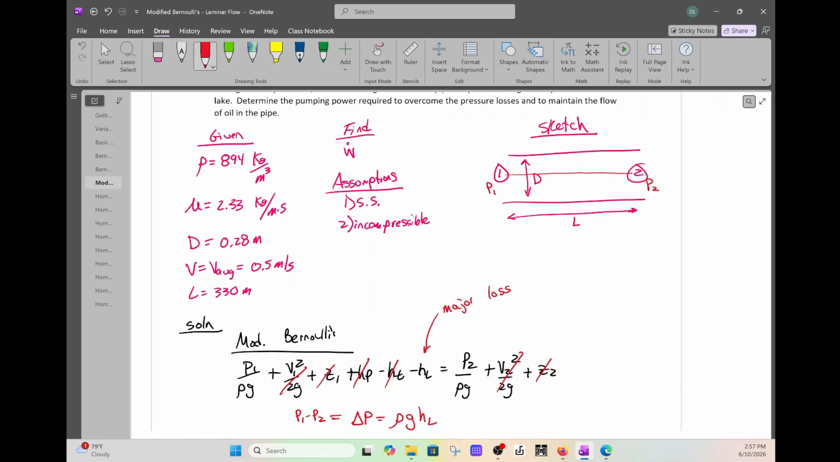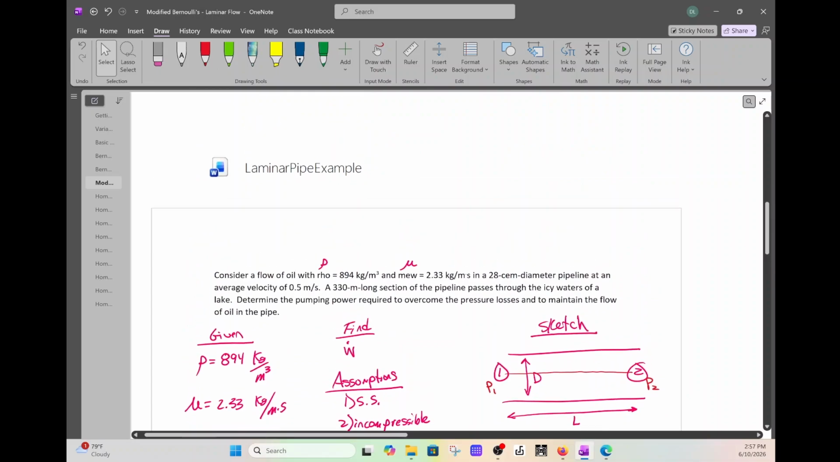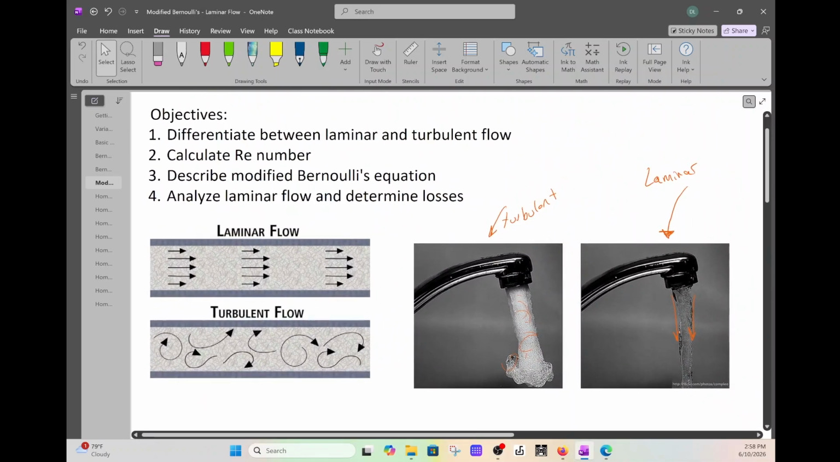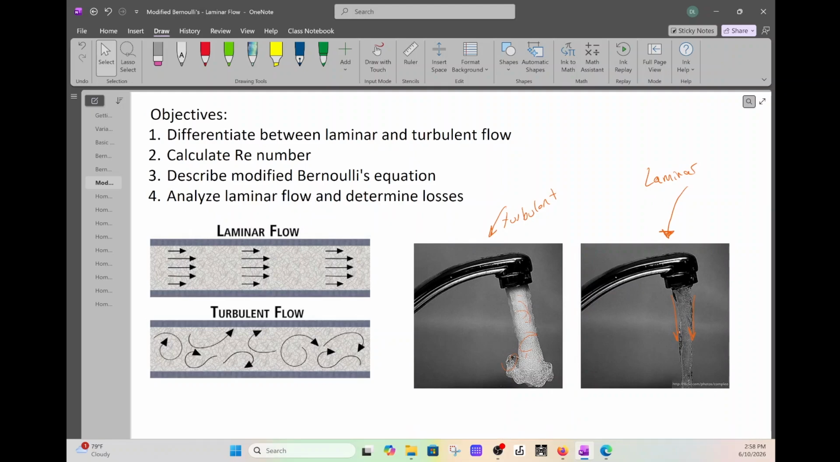All right, so again, recap. This talked about laminar and turbulent flow. We introduced Reynolds number. I showed you the modified Bernoulli's. And then we did a practice problem involving laminar flow to calculate the power required to keep the liquid moving at constant speed. Next video, we'll be doing turbulent flow. And the equation for f is different. You have to either use an equation or a chart. All right, thank you, and good luck.